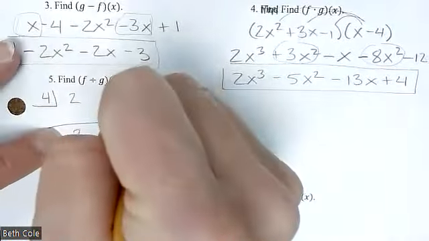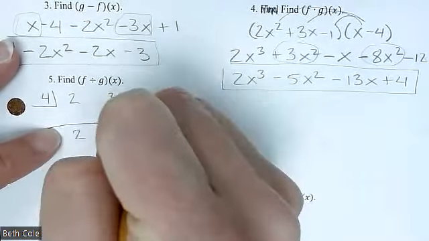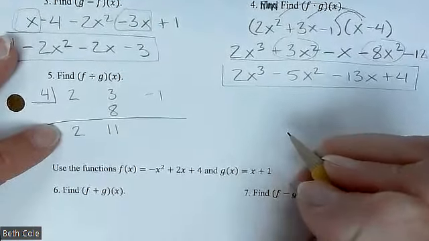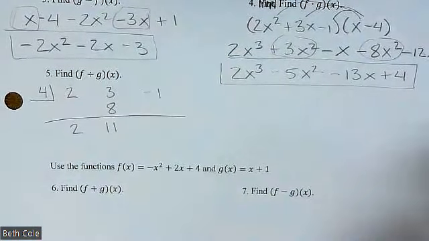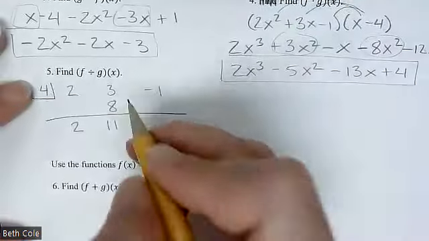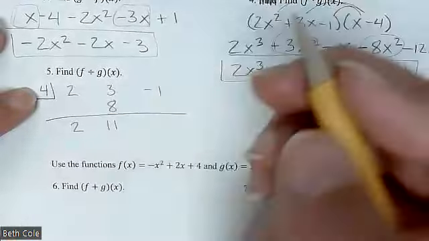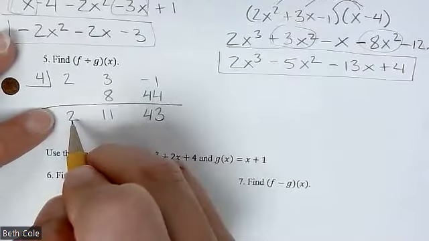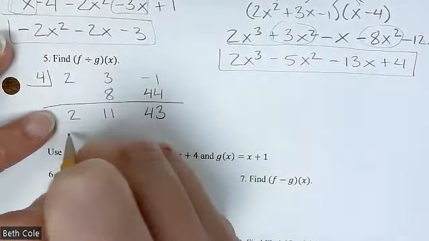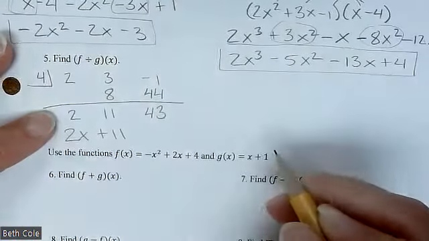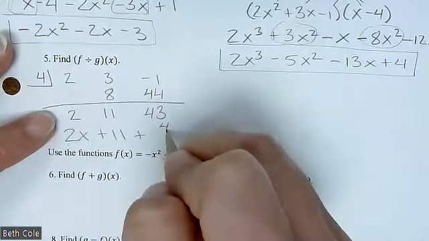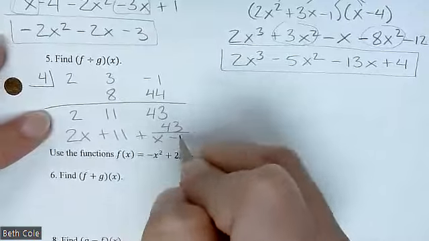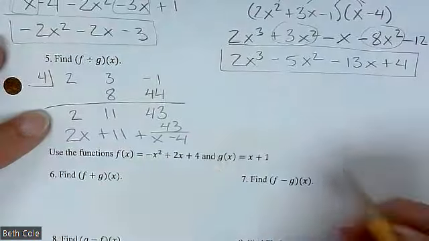So 4 times 2 is 8. Add, you get 11. You know what this is reminding me of is the bonus on the last test. You guys did well on that. A lot of you got some or most of it. It was really good. All right, 4 times 11 is 44. Our remainder is 43. So how do you write the answer then? It would be good. 2x plus 11. Good. You just tack that on at the end over the x minus 4.